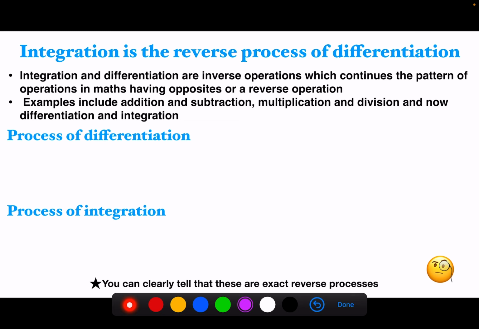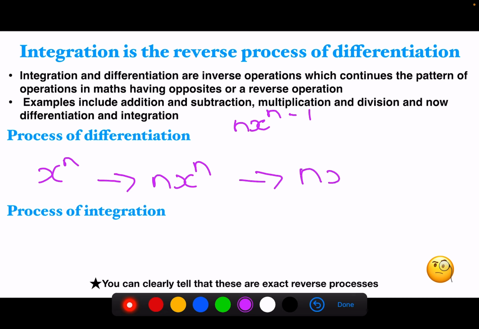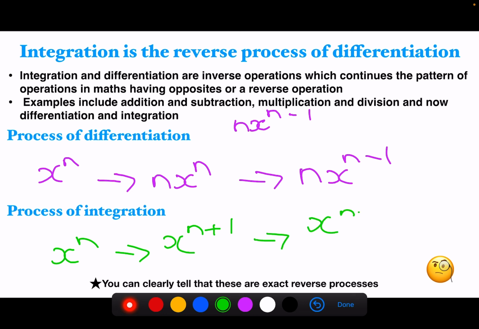Well, we know that the general equation for differentiation is x to the n. You bring the power out the front multiplying by n, and you subtract 1. So what we're doing is we have the original function, we're multiplying by its power, and then we're subtracting 1 from the original power. You can clearly see that integration is the opposite of this. When looking at its formula, you're having the original equation, you're adding 1 to the power, and then you're dividing by the power plus 1.